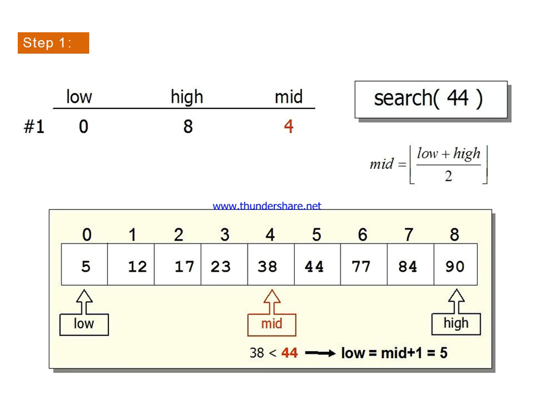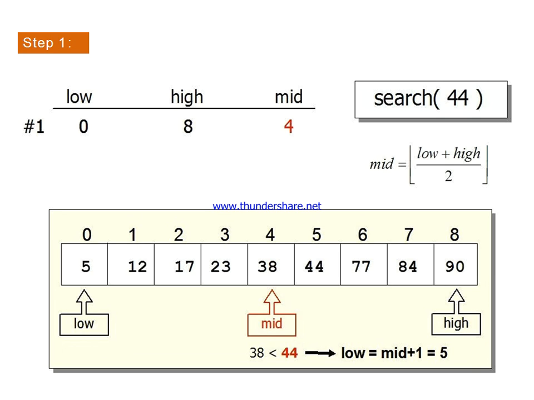So again you calculate the middle here. Low becomes middle plus 1, that is 44's side, and high stays as the already existing high value, which is 8. Low value is 5. Again you calculate the middle value. Low is 5, high is 8. 5 plus 8 is 13, 13 by 2 means 6.5.